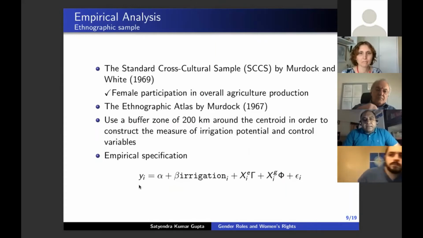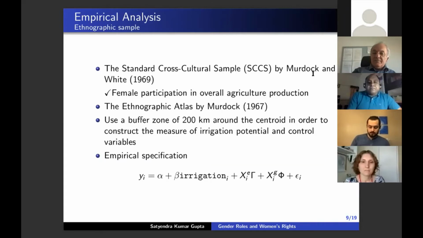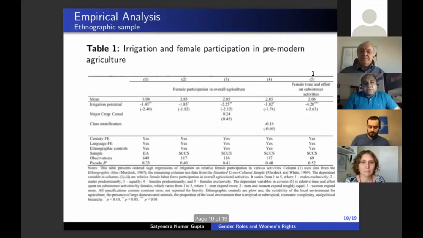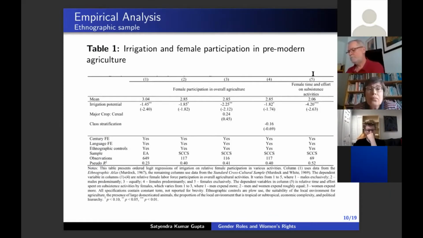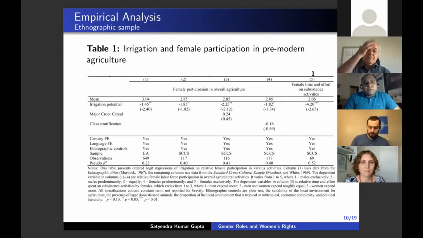We have also controlled for the major crop, whether a prehistoric group was using a cereal crop, or whether there was class stratification in the society. We use cereal in particular because it has been argued in the literature that though cereal is good for storage, before eating it needs to be processed, and it takes more time for cooking as well. Generally this responsibility lies with the female in the household, so we control for this variable as well. The last column shows female time and effort on subsistence activities, and all these regressions show a strong association between the irrigation potential and female roles, whether in agriculture or in other subsistence activities.